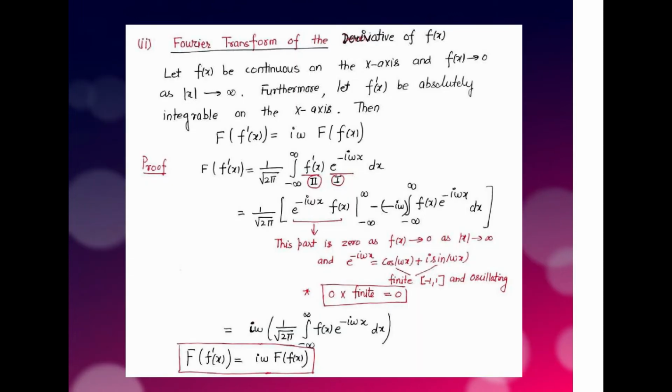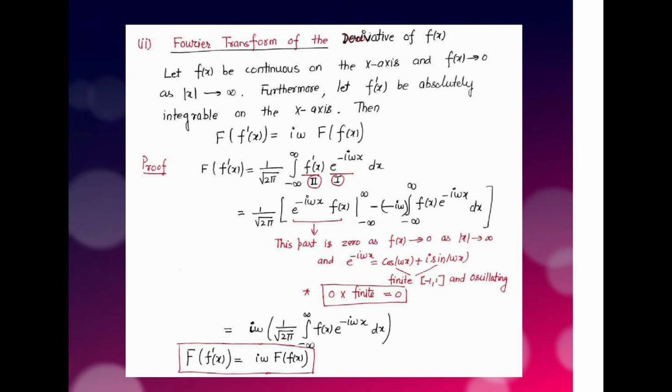Second property is about the Fourier transform of the derivatives. Let f of x be continuous on the x-axis and the function tends to 0 as mod x tends to infinity. Further, let f dash x, the first order derivative of function f of x, be absolutely integrable on the x-axis. Then Fourier transform of f dash x is equal to iota times w times Fourier transform of function f.